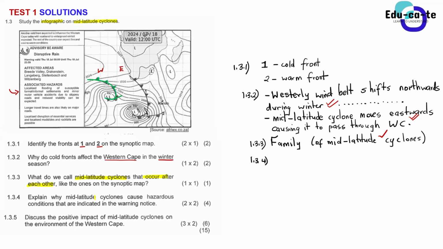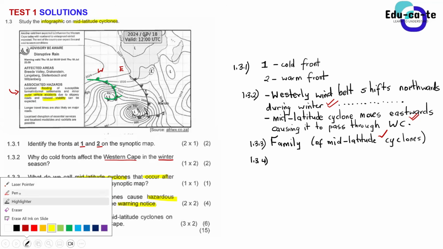1.3.4. Explain why mid-latitude cyclones cause the hazardous conditions that are indicated in the warning notice. The warning notice told us that we're going to have localized flooding. We were also warned about vehicle accidents, due to slippery roads, and reduced visibility and stuff like that. So explain now, Mukobe, why do mid-latitude cyclones cause these hazardous conditions?